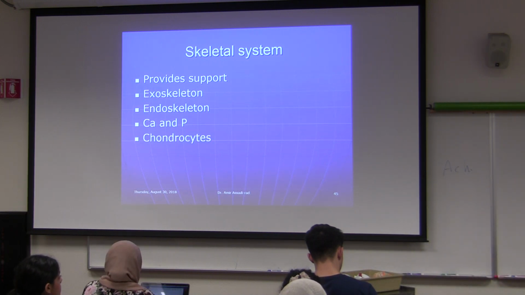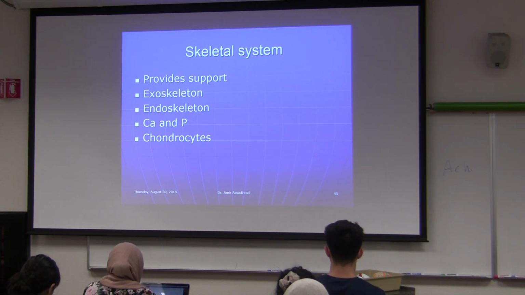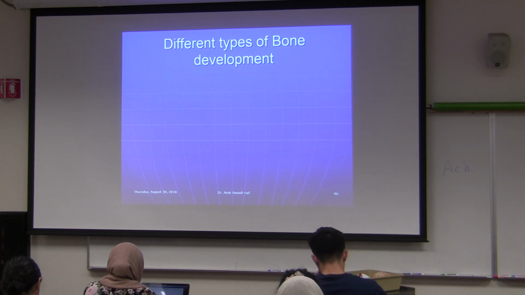What else do we have here? Chondrocytes, they're cartilage cells, and you see them in the lab. You're supposed to see them. I showed them to you on Tuesday. Okay, so chondrocytes are cartilage. Hyaline cartilage is a clear, glossy cartilage, and they're all over your body.